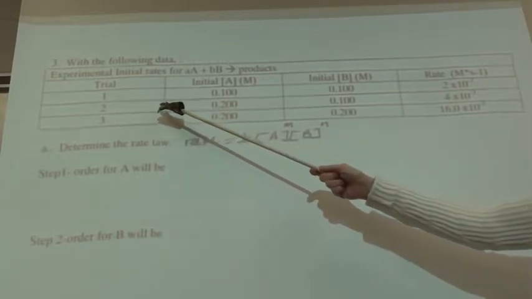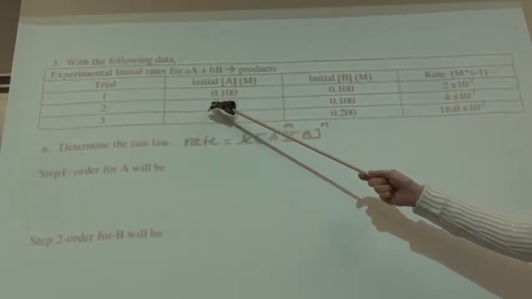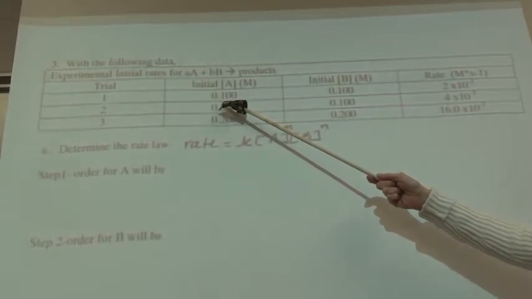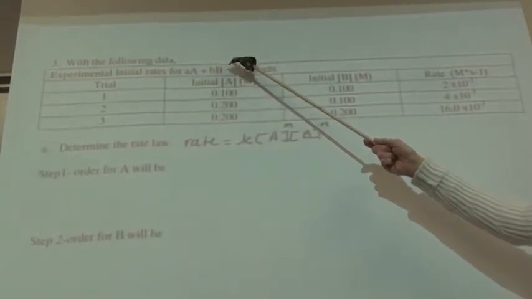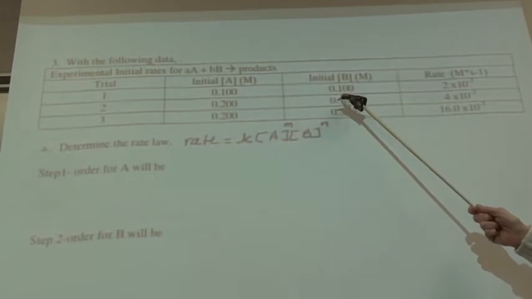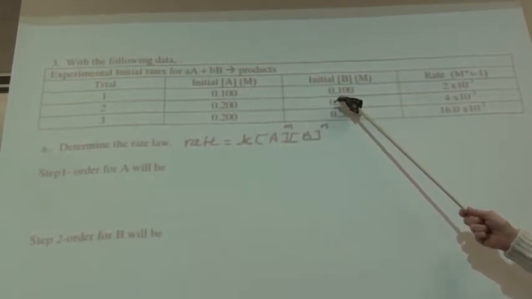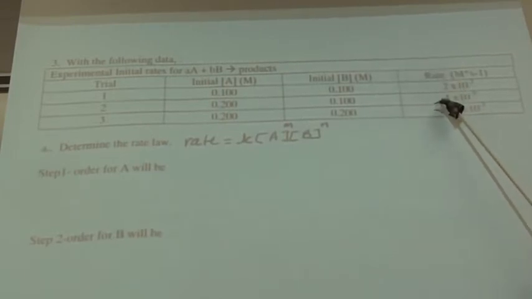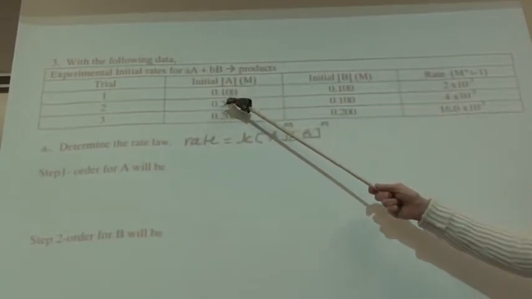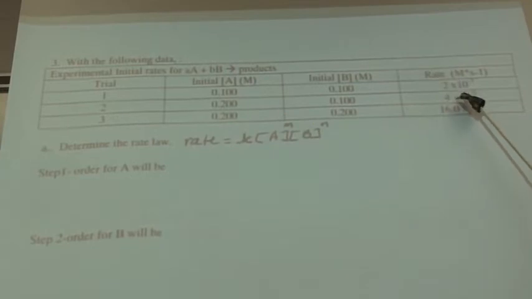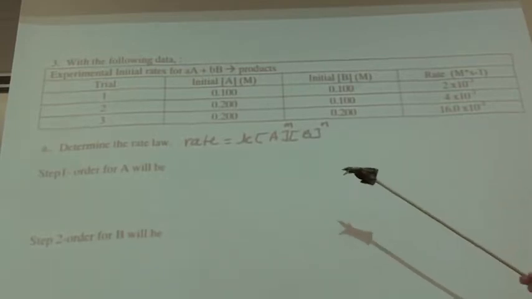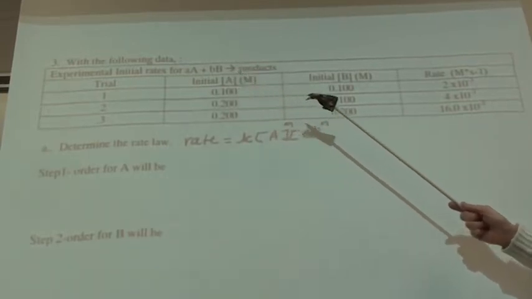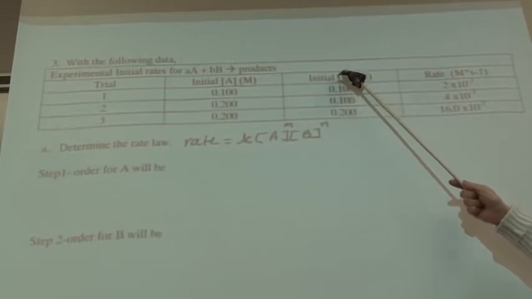Then this experimenter said, I'm going to double the concentration of A. I'm a really good scientist. I'm going to keep B the same so I can see how A affects rate. Well, when you doubled A, what happened to the rate? It doubled. So what's the order of A? 1.